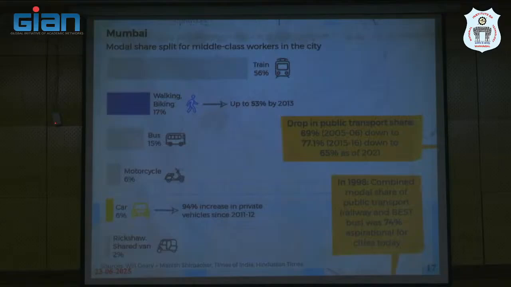So which means that mostly it is individual travelers making their own trip from one point to another as a single traveler in a private vehicle.